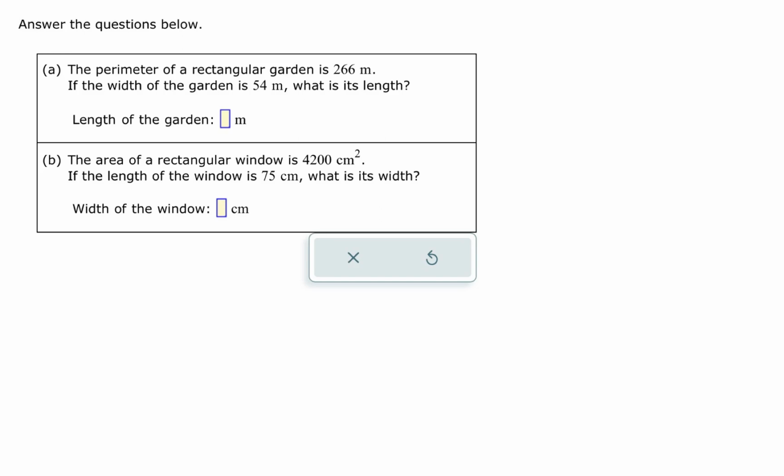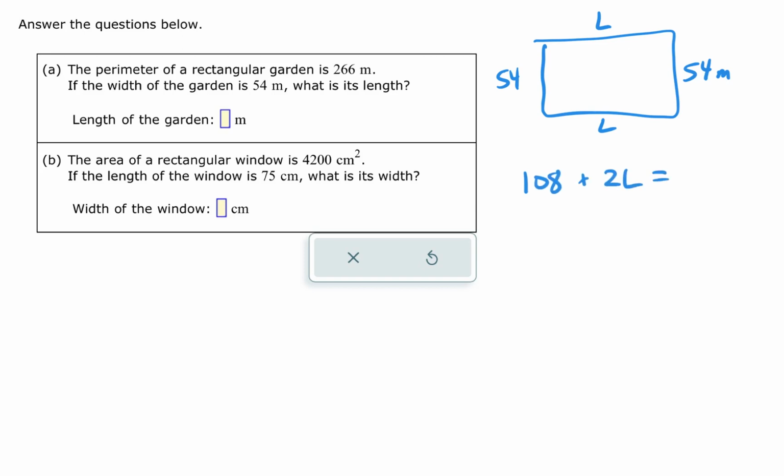This problem says the perimeter of a rectangular garden is 266 meters. We know the width is 54. What's the length? Go ahead and label all this. We don't know the length. So just like before, we're going to have our two sides, 54 plus 54, that's 108, plus twice the length, gives us the perimeter, 266. Subtract 108 from both sides.